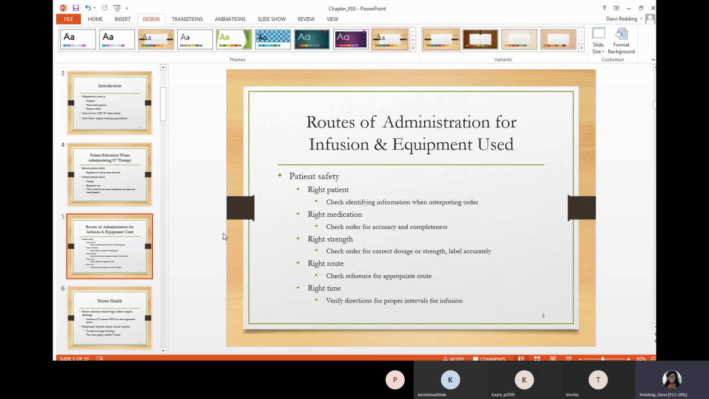Now that we've gone over a little bit of the patient education and understanding what the patient should be informed about, we're next going to learn about the different routes of administration that should always be taken into effect. And we're going to learn about the infusion and the equipment that's used. When it's dealing with patient safety, we always want to make sure that we are following the patient rights. And what are those rights? You want to make sure you have the right patient, the right medication, the right strength, the right route, and the right time. So when it comes to checking to make sure you have the right patient, you're going to check and identify the information when interpreting an order.